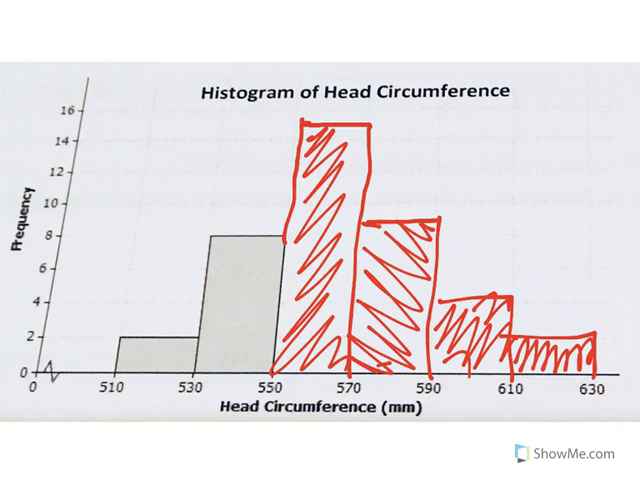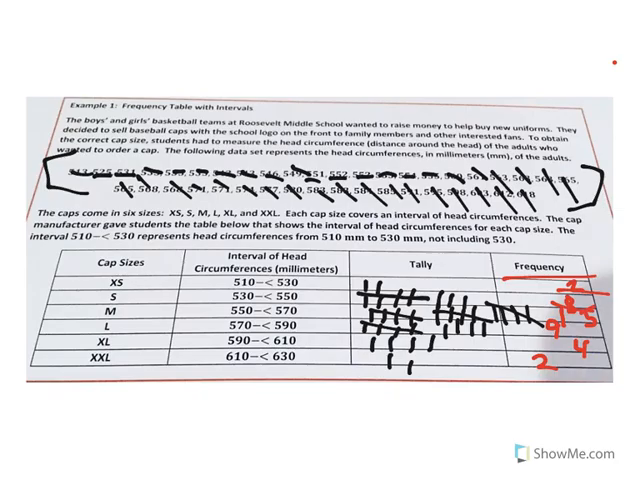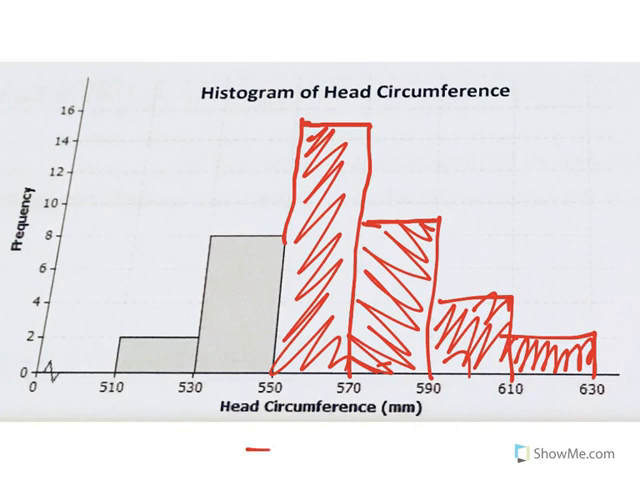Now, one of the things that's different about this from, say, a dot plot is that here we just see a range. We know that there are 15 people who are in this middle range here, 550 to 570. So we know how many caps to order. 550 to 570 would be medium, right? So we'd have to order 15 medium caps. If you use a dot plot, you would see the individual sizes. Here we don't know what all the sizes are. We just know there's 15 who are in that range, because that's all we need to know.